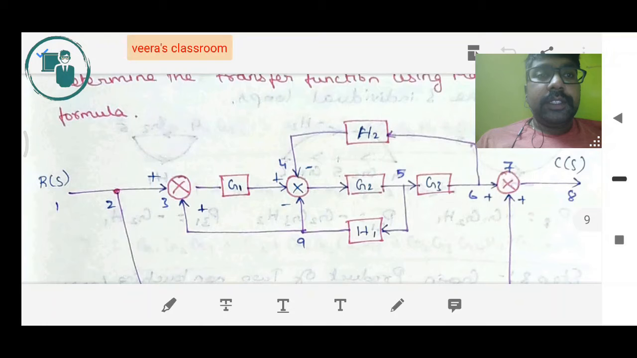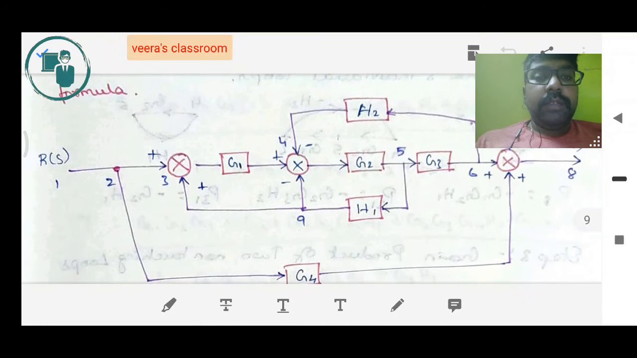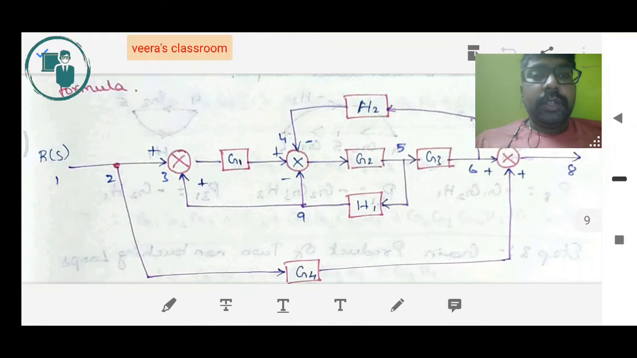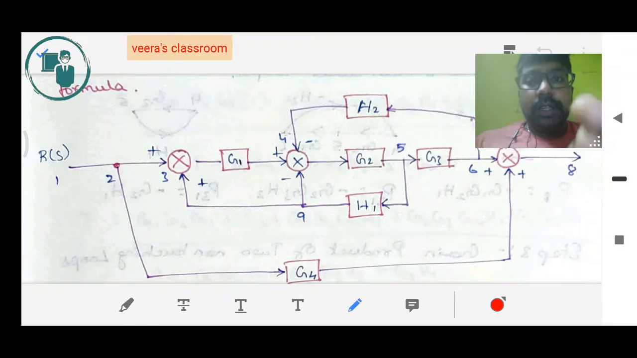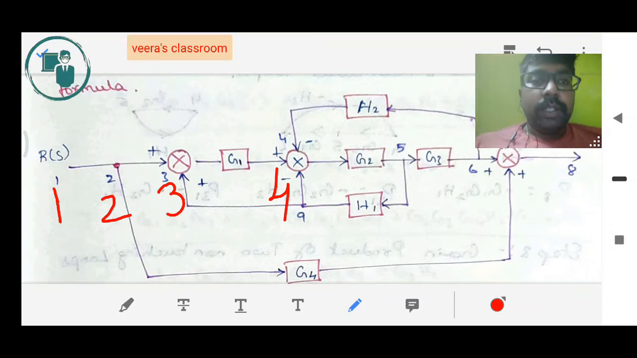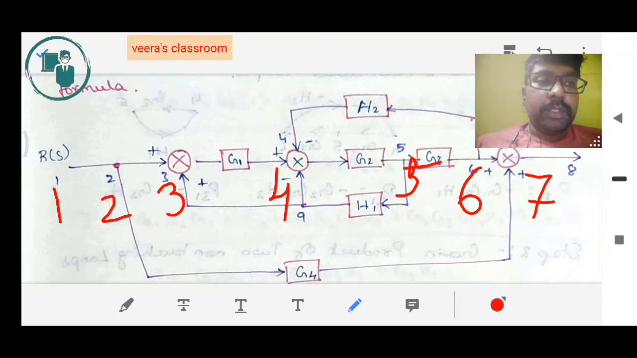As we discussed earlier, from the block diagram we have to find the nodes. So how will we find the nodes? The nodes are the terms R of s and C of s, and the branch points and the summing points. So we will convert all those things. Based on that, R of s is node number 1, this branch point is node number 2, the summing point is node number 3, the next summing point is node number 4, the next branch point is node number 5, the branch point here is node number 6, the summing point is node number 7, and the last, C of s, is node number 8.